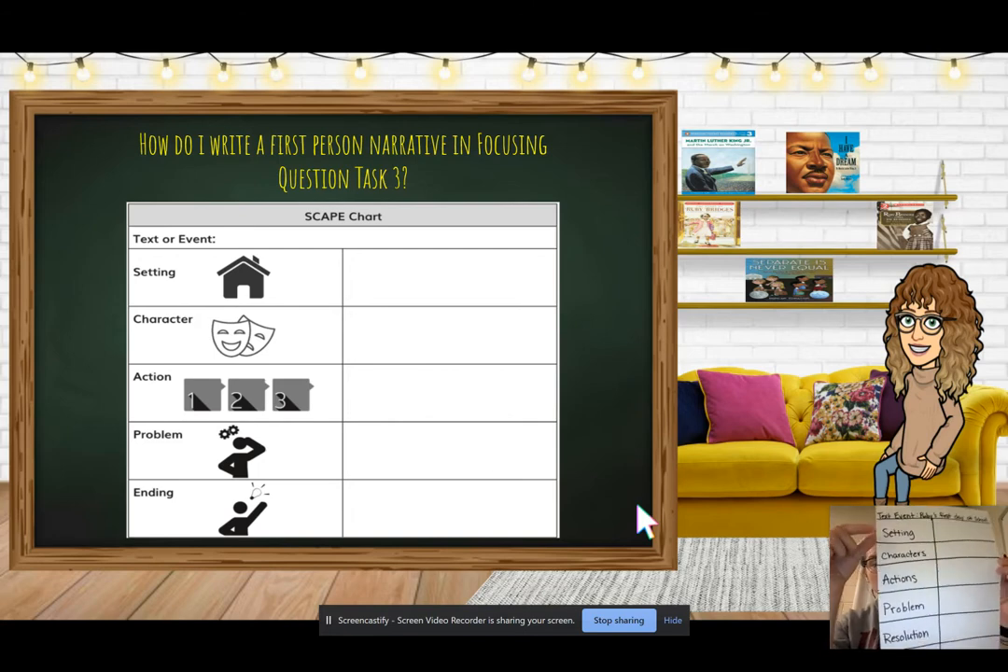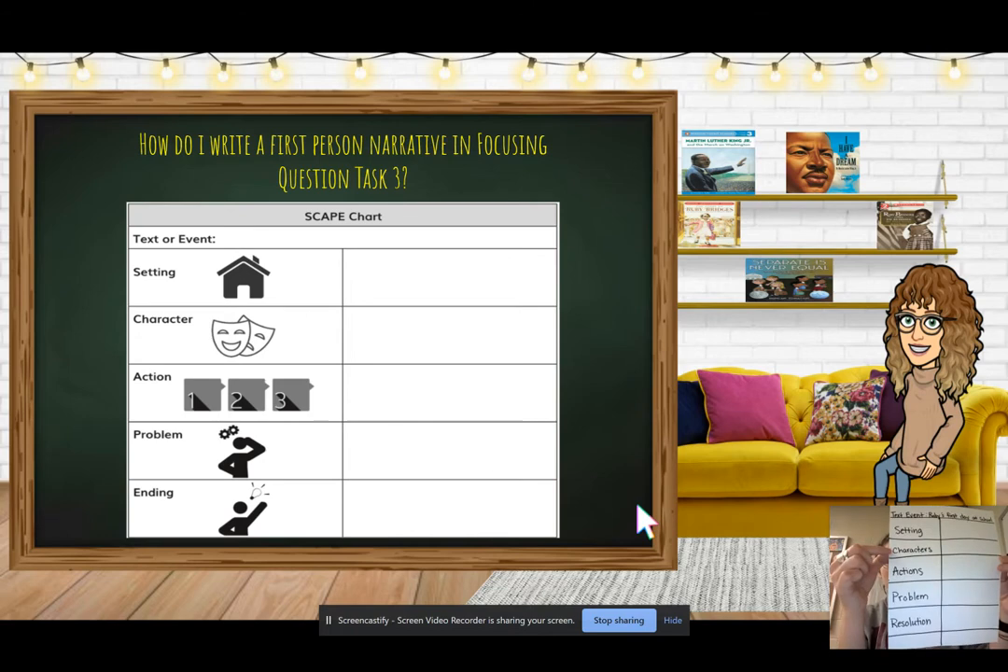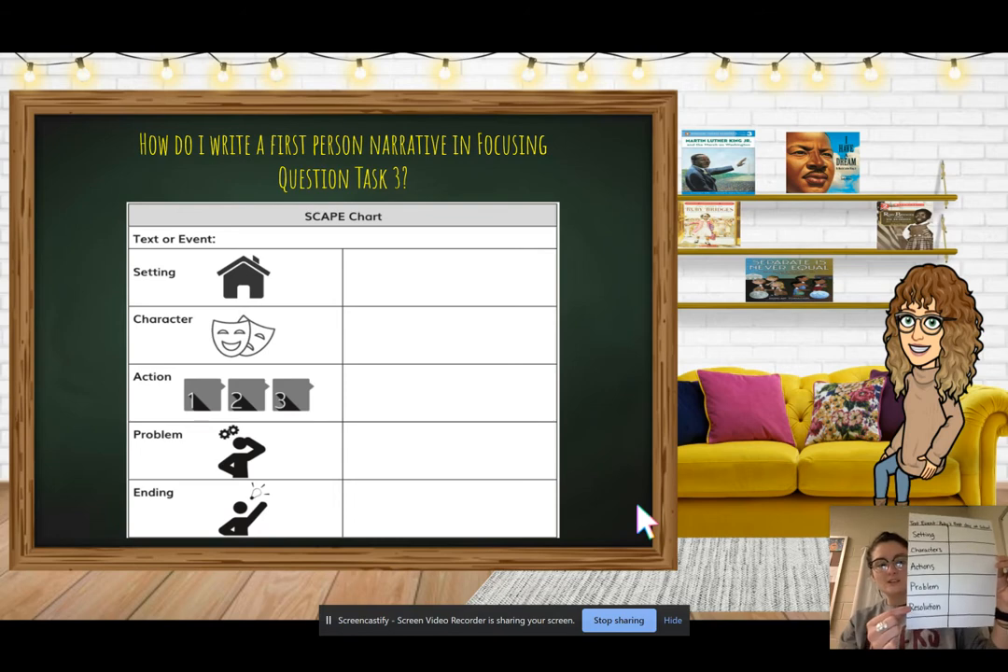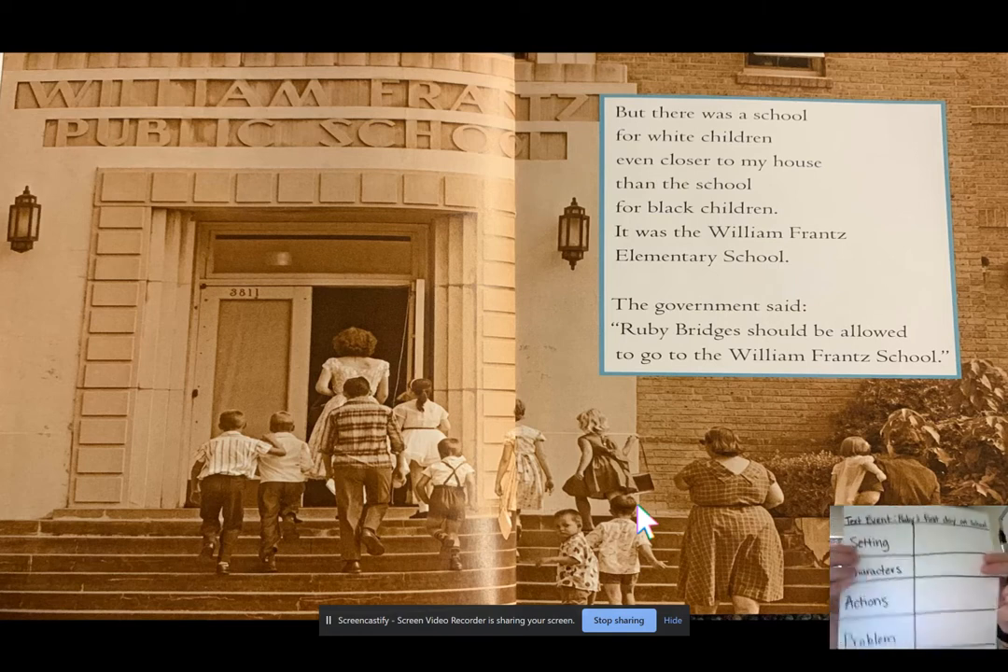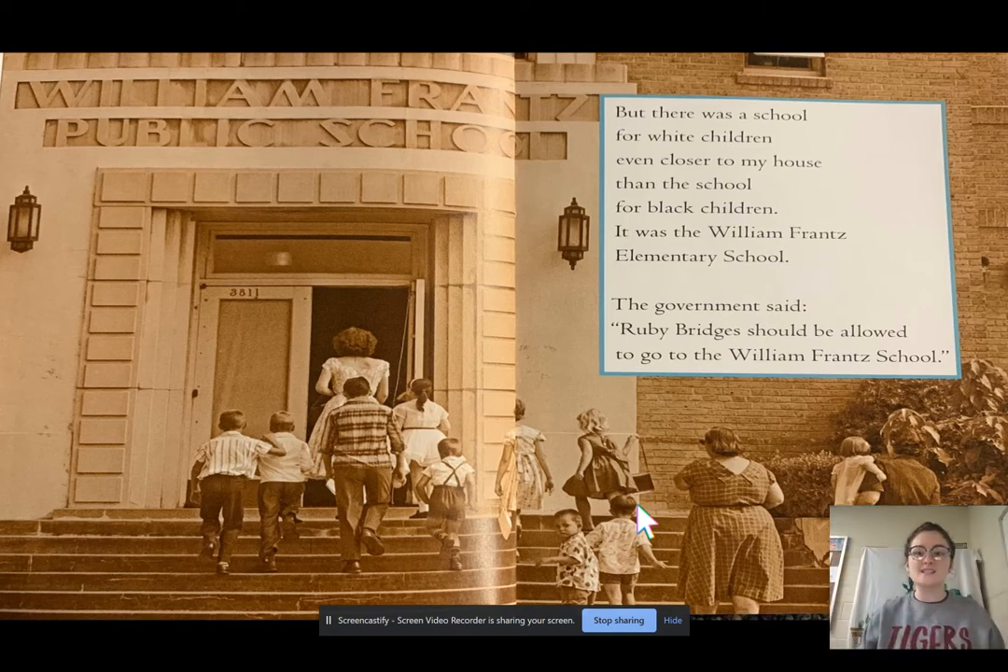So we are going to be looking for the setting to write here. We're going to be looking for the characters, the actions of the characters, the problem that the character faces, and the resolution or the ending. All right, so make your scape chart, and then we are going to start by looking at the setting. We're going to start by exploring what the setting is on this day.